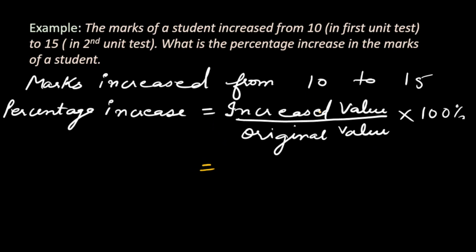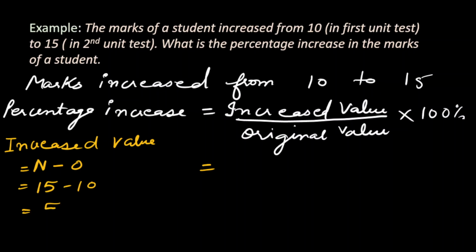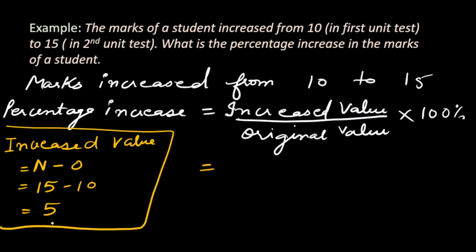How to find the increased value? Increased value we can find by subtracting the original value from the new value. The new value is 15, the original value is 10, so the increase is 5. Increased value equals 5. You can do the subtraction and find it. Always remember, in case of decrease also you have to do the subtraction only.